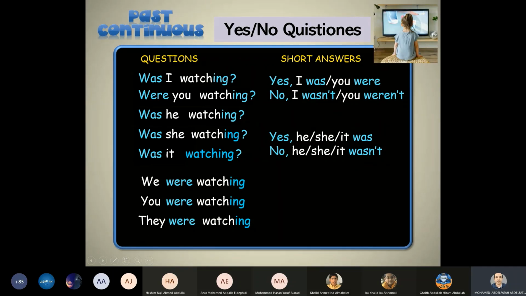And now, students, let's go to these sentences if the subject is plural, we, you, or they. In case the subject is plural, we use the auxiliary verb were. And for questions, you have to start the question with were. And don't forget to make the W letter a capital letter and the question mark at the end of the question.